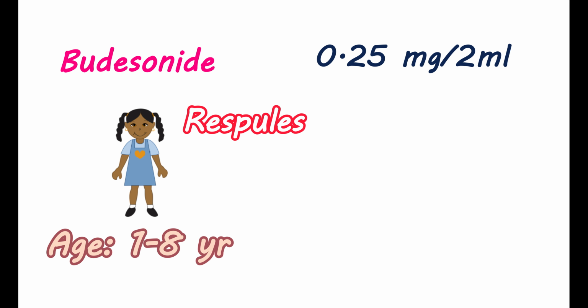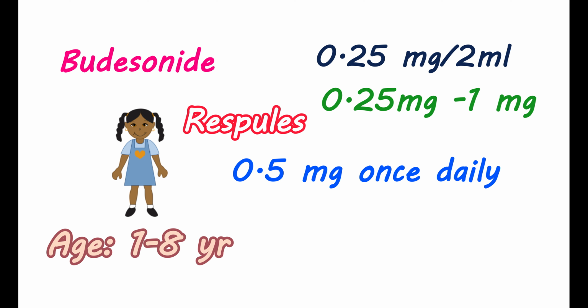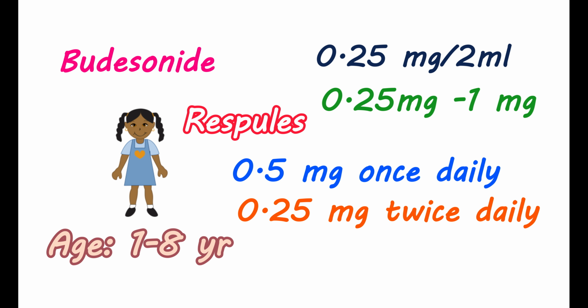You can get these respules at a low strength of 0.25 milligrams to a higher strength of 1 milligram. It should always be started with the lowest dose possible based on the age of the children. It can be started at 0.5 milligrams once daily, or it can be given as 0.25 milligrams twice daily. Therefore, the total daily dose is started at 0.5 milligrams.